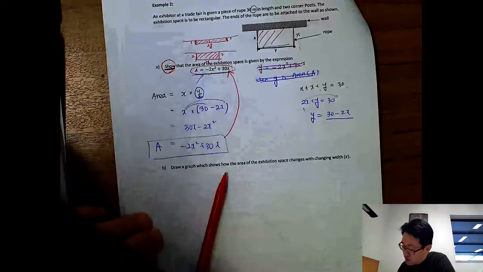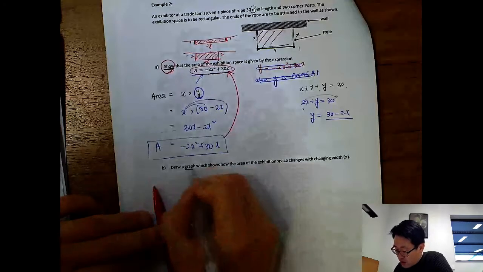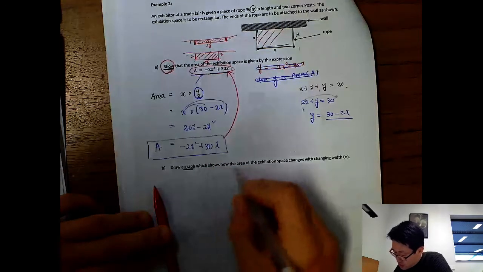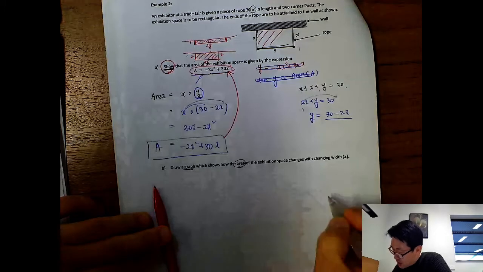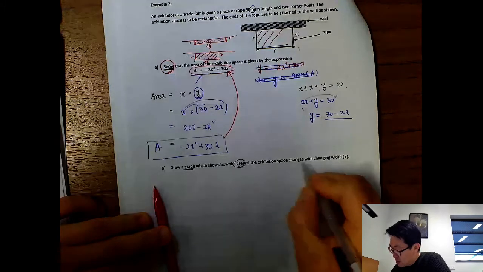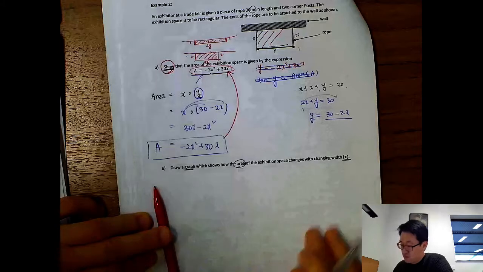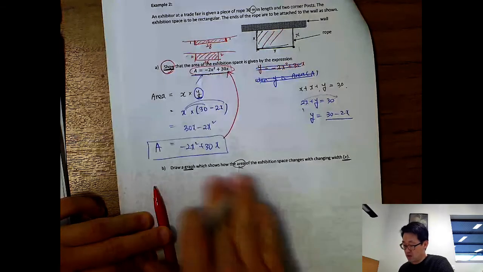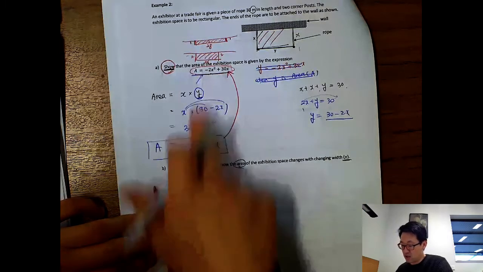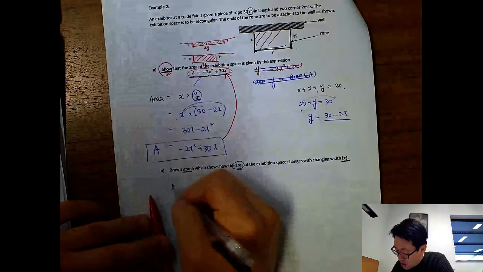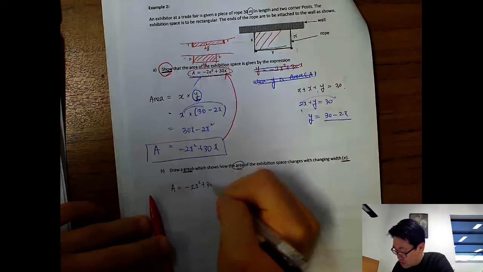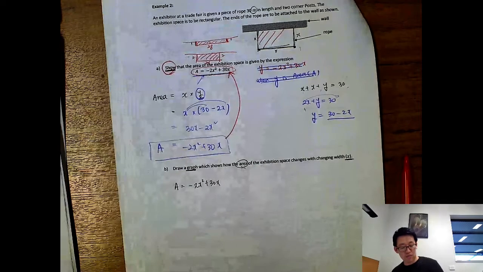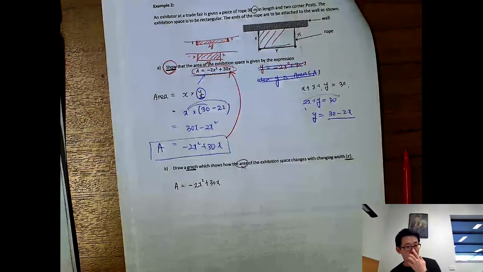Now, second question. Draw a graph which shows how the area changes. We're dealing with area. Well, I don't have to read the whole thing since I already have this. Area equals minus 2x squared plus 30x. That's the relationship. It's given already. Okay?